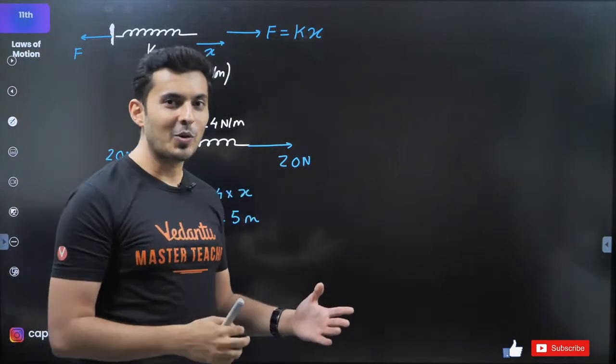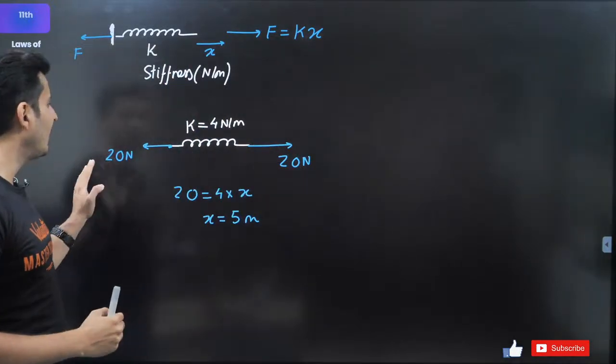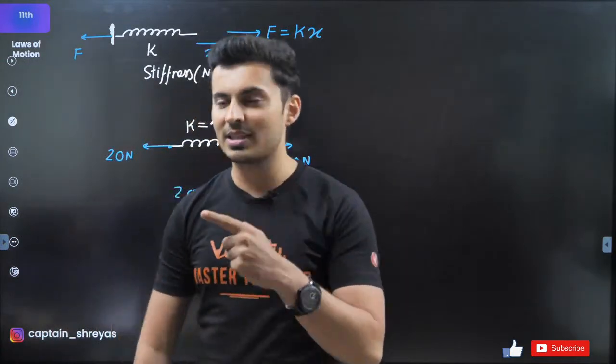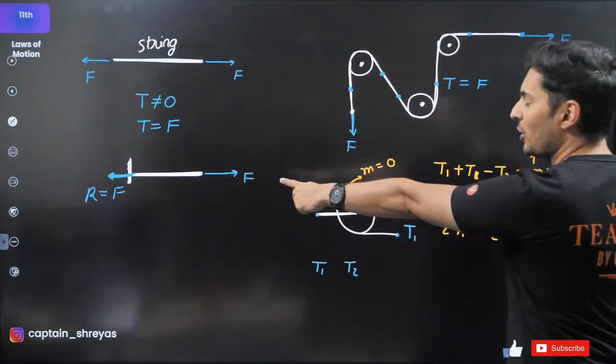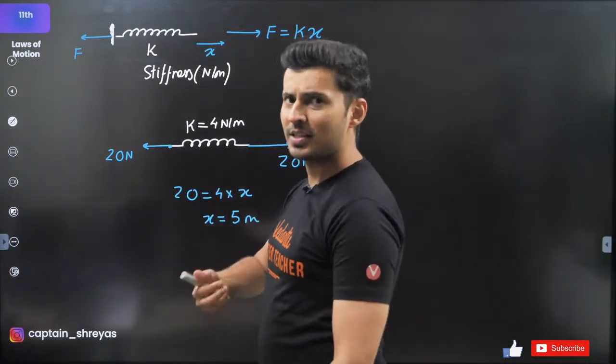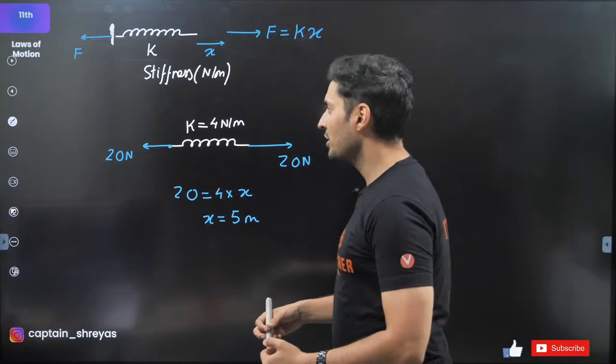Nobody should say 0, or say it's 20 from here, 20 from here, total force is 40 Newton. That is wrong. This concept is very similar to this concept of strings. Now, let us try to see some more things about springs, which is very interesting.